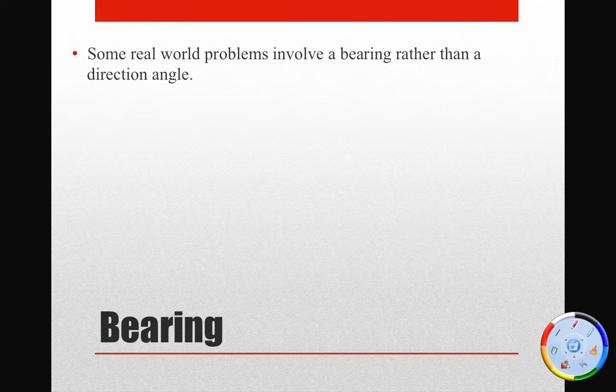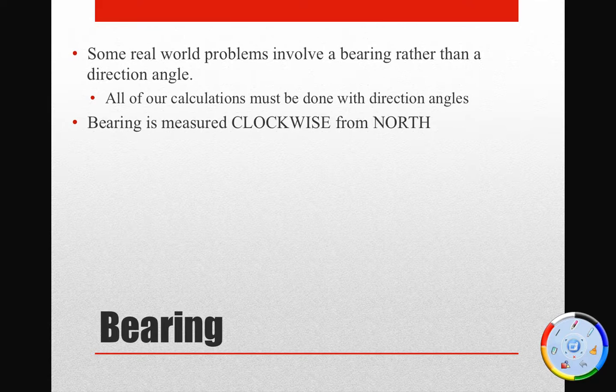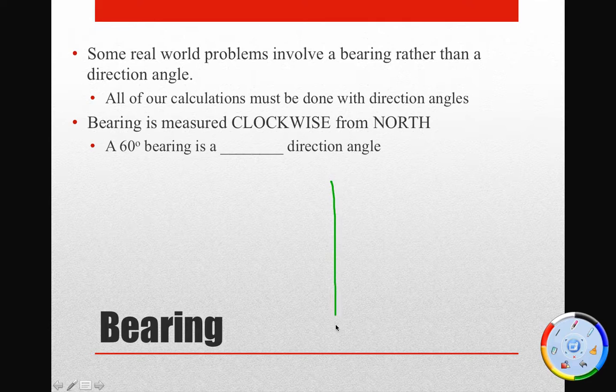What we do in trigonometry, we have direction angles. And sometimes in the real world, they use bearing because they measure from north. So when we do a calculation, we have to change our angle from a bearing angle to a direction angle. A bearing is measured clockwise from north, whereas a direction angle is measured from 0 on the x-axis.